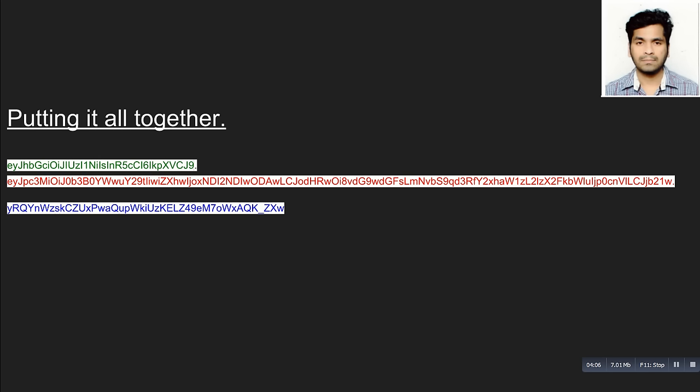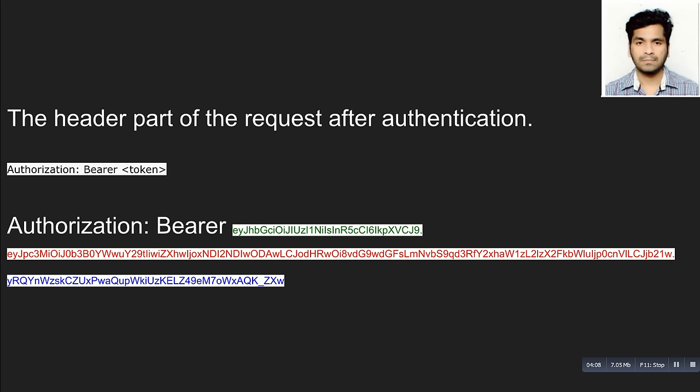So how does the request look after successful authentication? Once a server makes a successful authentication, it issues the token to the client. From here on, the client should send the request with the token as part of the header. The token should be part of the header using the key authorization. The key name is basically authorization, and then it can have the word Bearer followed by the token.